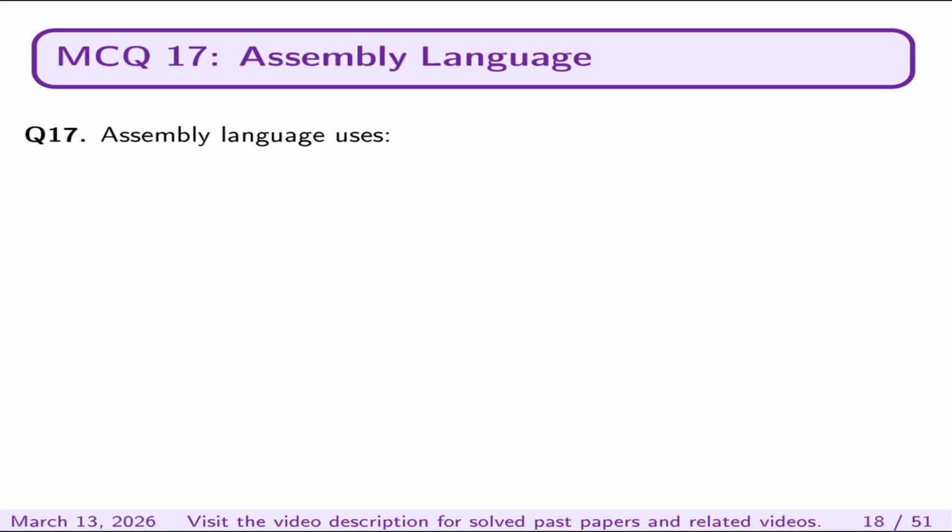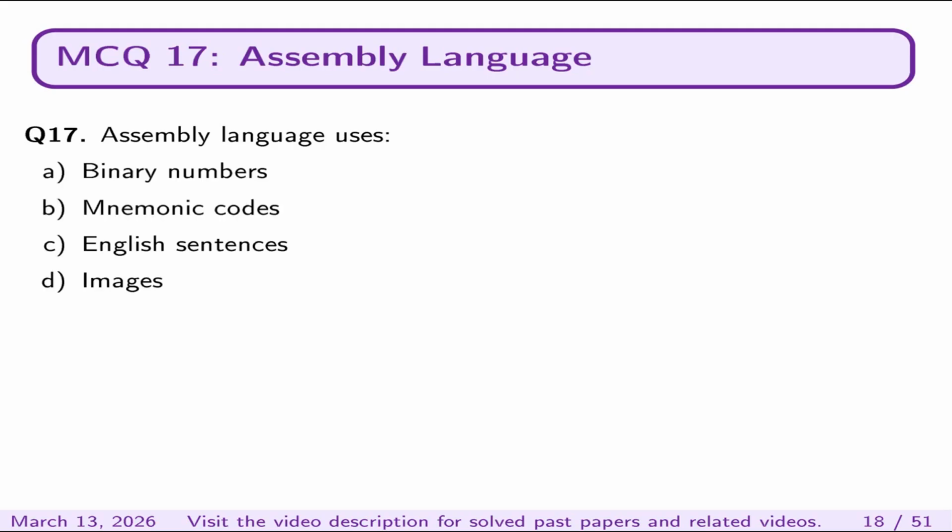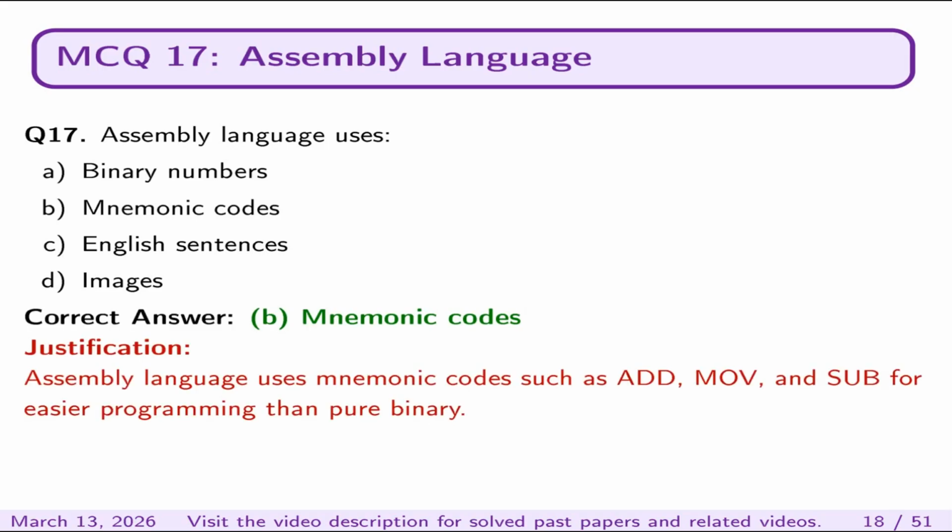Question number 17. Assembly language uses binary numbers, mnemonic codes, English sentences, and images. The correct option is mnemonic codes, because assembly language uses mnemonic codes such as ADD, MOV, and SUB for easier programming than pure binary.